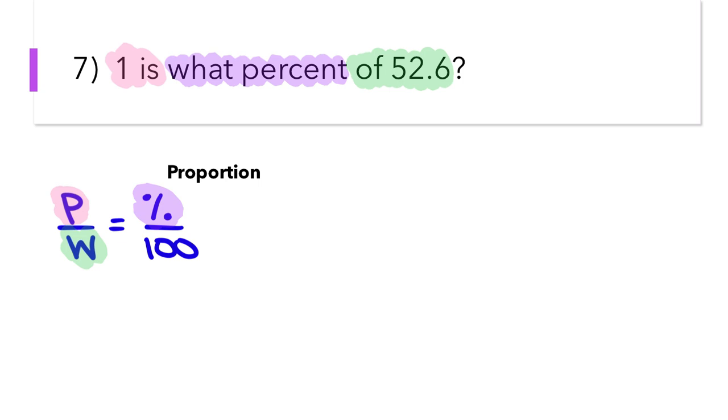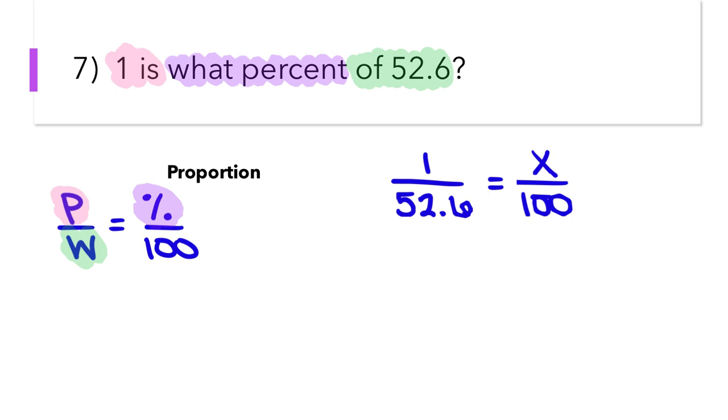What proportion would you set up this time with numbers now that we've identified everything? Jonah. 1 divided by 52.6. All right, 1 over 52.6. And then the percentage over 100. Very good. Yeah, we got our cross multiplying.